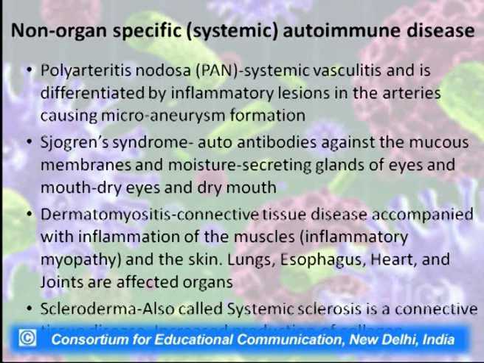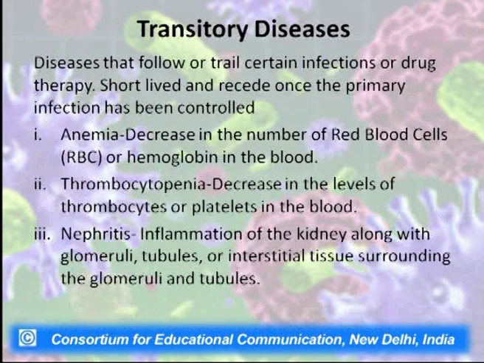Scleroderma, also called systemic sclerosis, is a connective tissue disease. Here the autoantibodies are produced against the connective tissue. Again, a very important symptom is, if we go for diagnosis, we will find that there is an increased level of collagen production in this case.